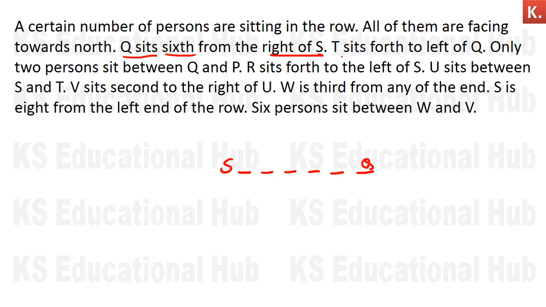The next one is T sits 4th to the left of Q. We know Q's left is this because Q is facing north, right? So the 4th left of Q is 1, 2, 3, 4. So in this particular place, T will be placed.